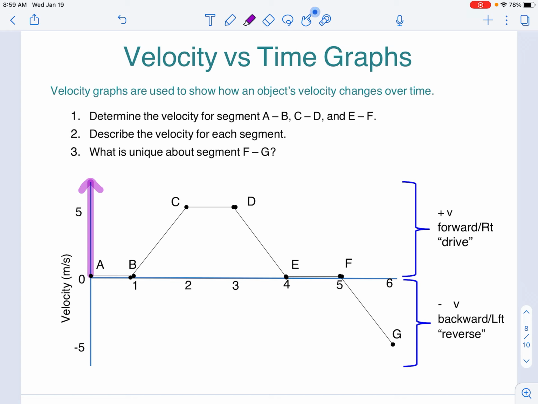I'm going to say that again. As we move away from the x-axis, or as our y value gets larger, we are increasing in speed. I am moving faster in my car as the numbers move away from 0, except on this part of the graph, I am simply moving in the negative direction.